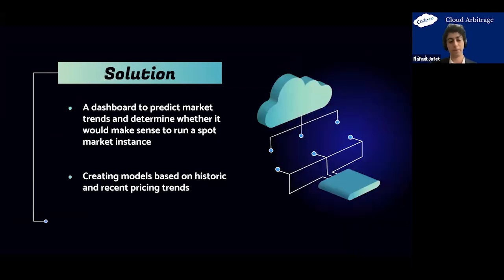Sure, thanks, Raphael. So to help researchers find the cheapest deals in computing resources made available by cloud providers, and also looking at how we could best use the DCC, our team has built a dashboard that predicts market trends and helps them determine whether it makes sense for them to run on a particular spot market instance. And on our dashboard, we've created models that are based on both historic and recent pricing trends. So researchers can have an overview of the different computing resources that they have access to.